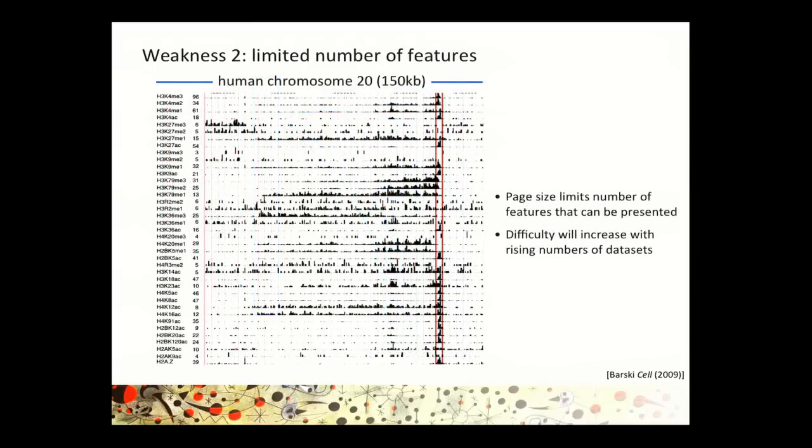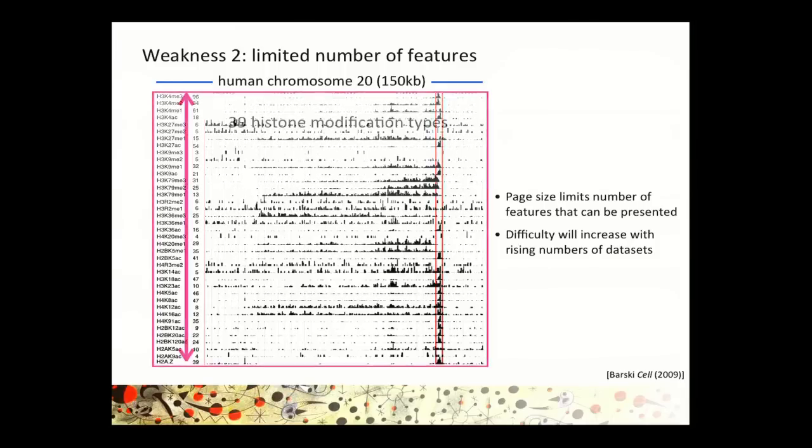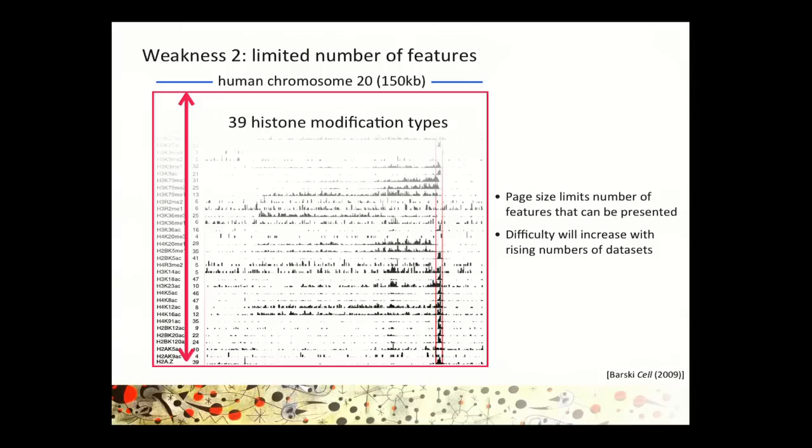Another weakness that we find, especially as more and more data sets become available, is that we can only display a limited number of features. So in this paper here, the authors investigated nearly 40 different modifications, and this is about the limit of what you can display.